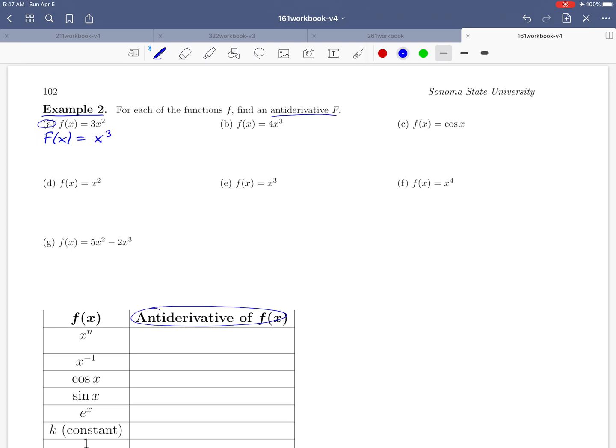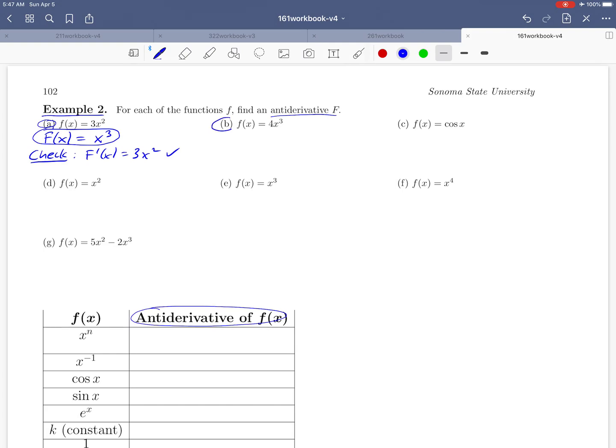X cubed works, because if you use the power rule to take that derivative, you're going to get 3x squared, and we can check that down here by just taking the derivative of capital F. Sure enough, we get the function little f that we started with. That confirms that capital F of x equals x cubed is a correct antiderivative.